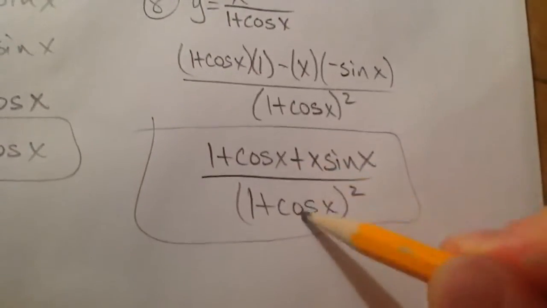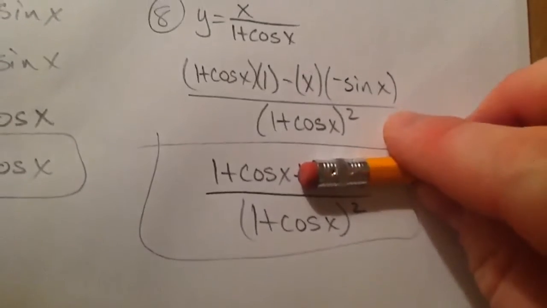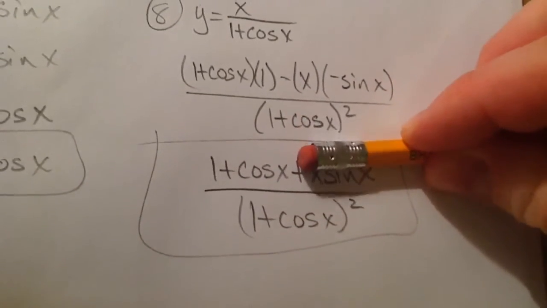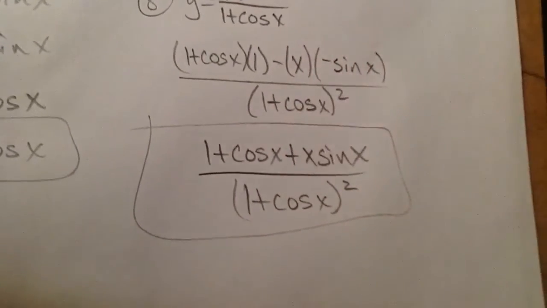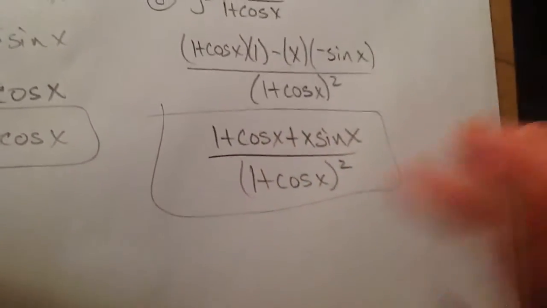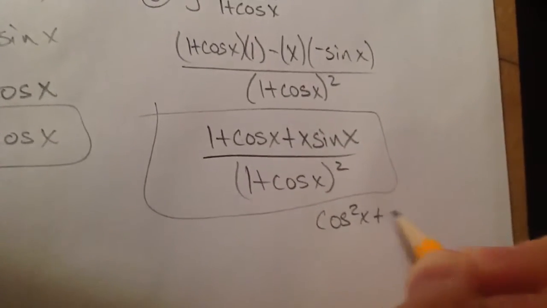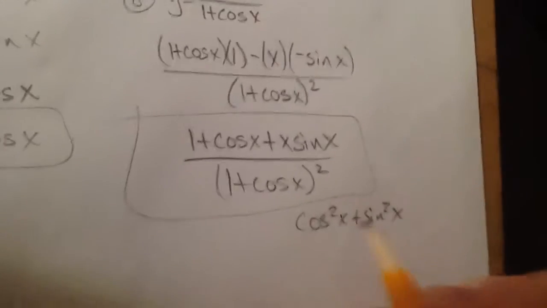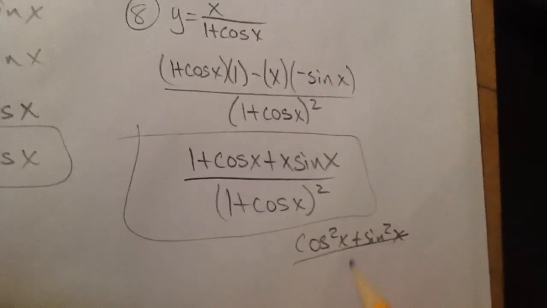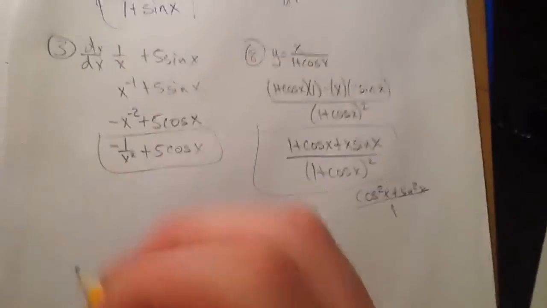You can't cancel this, of course, because there's a plus sign there. If that wasn't there, you could cancel one of the 1 plus cosine of x's, but you can't there, so just leave it. I told you one of the identities, the only one I want you to remember at this point is cosine squared plus sine squared. If that comes up in a problem, you just put 1, which I think it does come up in the next one.